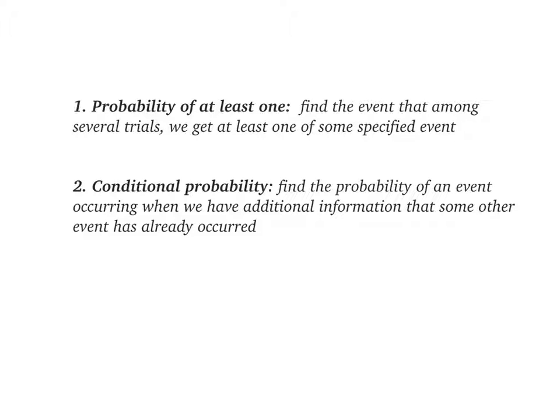The first one is the probability of getting at least one of some event. Basically, what this says is to find the probability that among several trials we get at least one of some specified event. So when you see the words "at least one," that's what half of today is about.